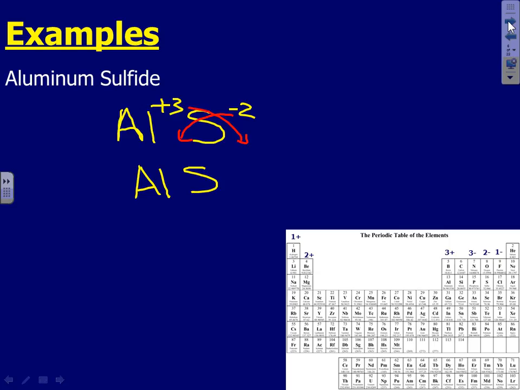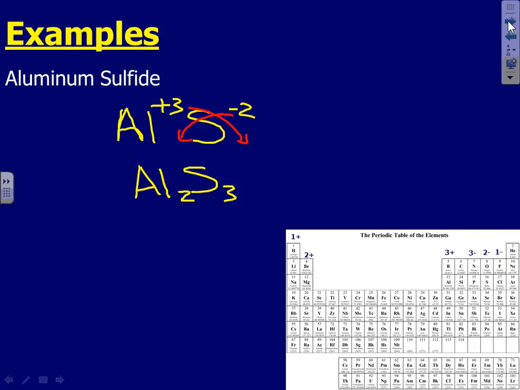There's my charge of the sulfur. There's my arrow crossing it over. What am I putting down there? And I don't include the charge. 2, because they're just counting them. What number goes over here? 3, because I don't include the charge. 3, done. Cross the numbers over, don't include the charge on the front of them. That's the formula for aluminum sulfide.